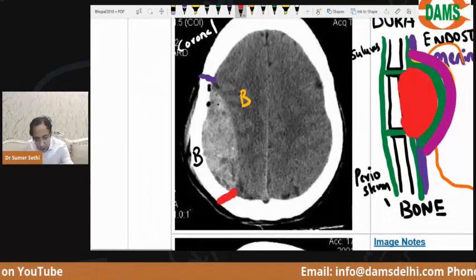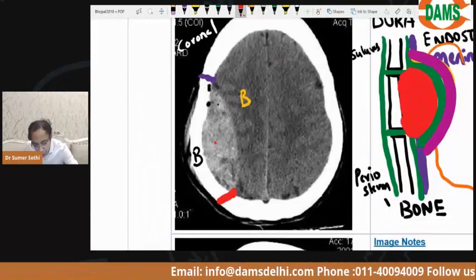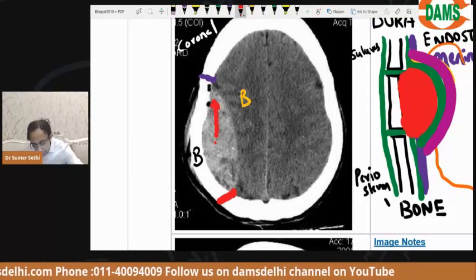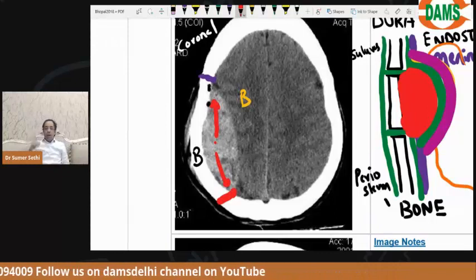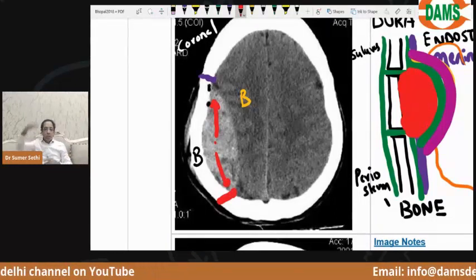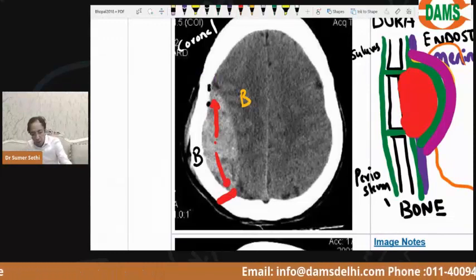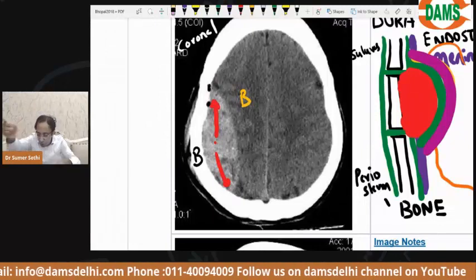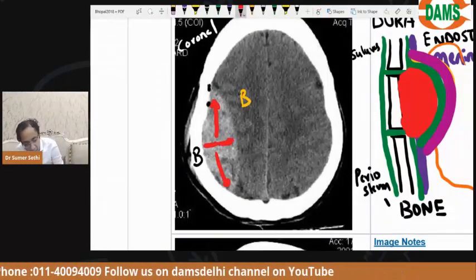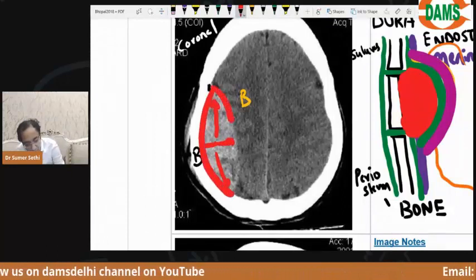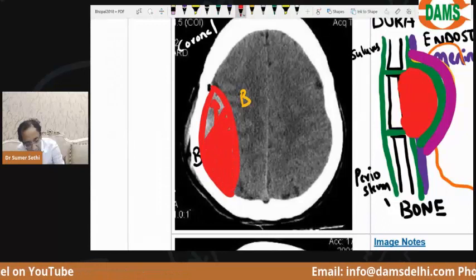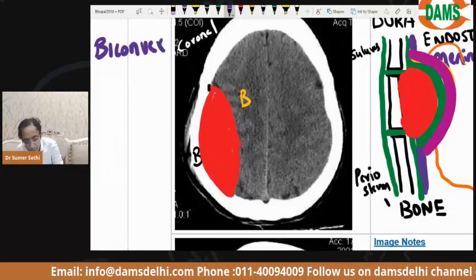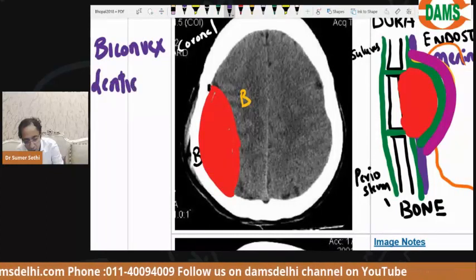I'm repeating now, bache. Can you see this hematoma that you see here, more white than the brain, hyperdense? It is going till here, but it is not crossing the coronal suture. It is not crossing the lambdoid suture. So it appears that it is limited by the sutures. Because it cannot cross the sutures, it is expanding in this direction, and that is what is making a shape like this. Can you guess the name of the shape? We will say biconvex, or you will say lenticular.